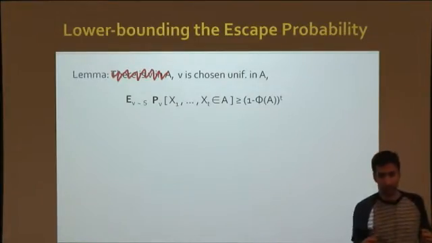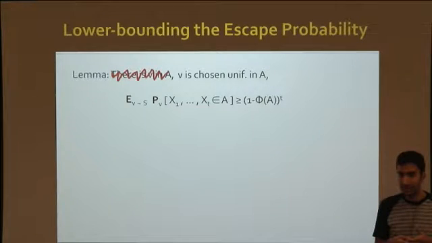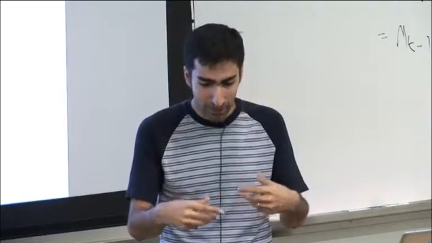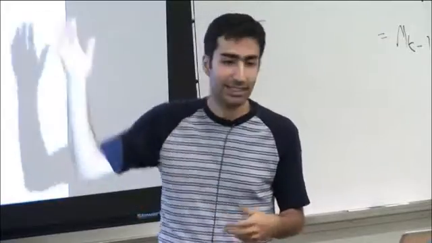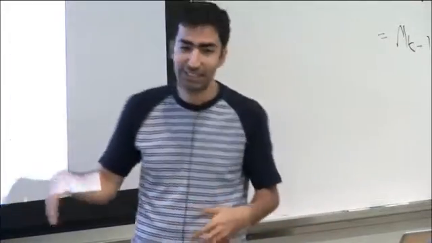Now this should remind you of the definition of phi of A. So what was the definition of phi of A? It's the probability that the random walk leaves A, and 1 minus phi is the probability that the random walk remains inside A. So intuitively, this should hold because if the probability that the walk leaves the set A at each time were independent of each other, you would exactly get 1 minus phi. So we want to say it's even better.